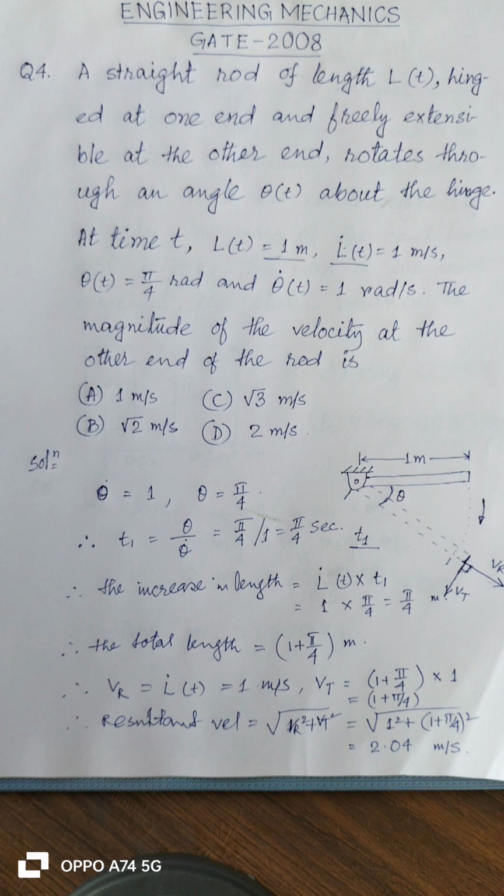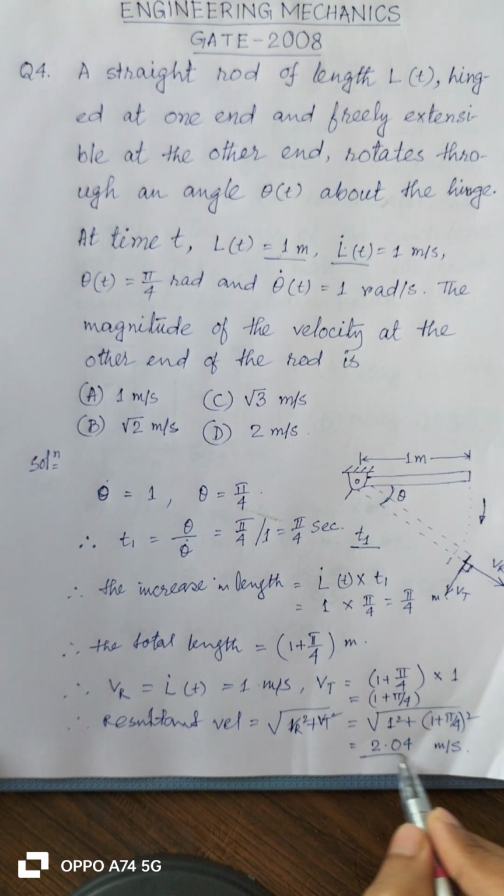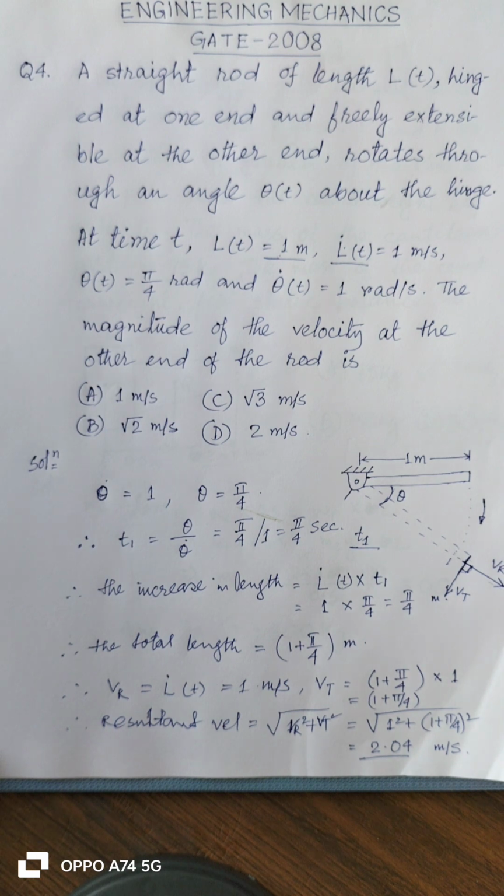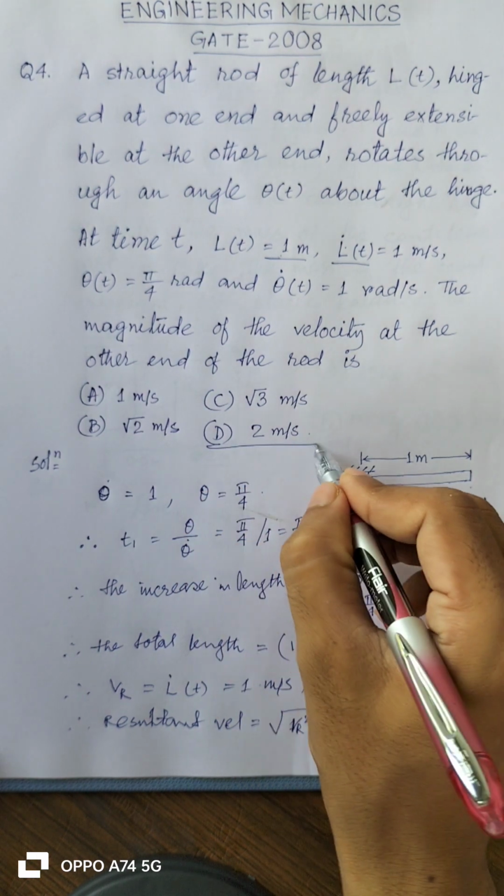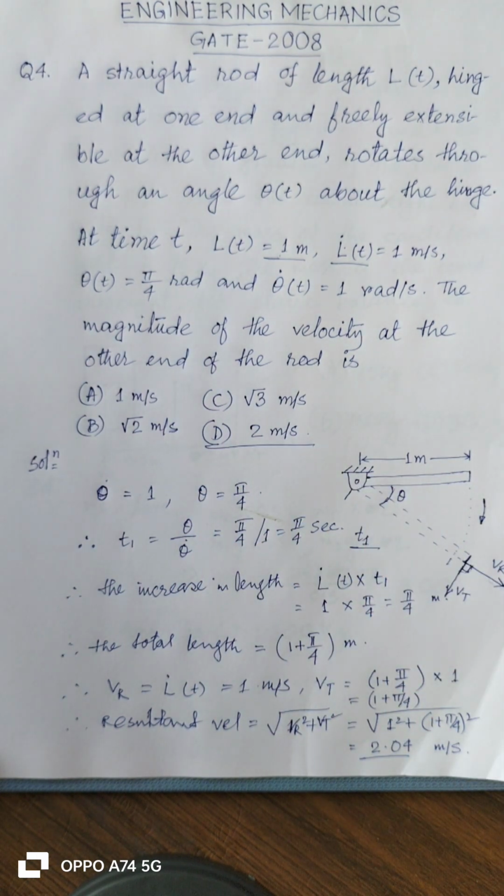Okay, so what are the options given? A: 1 meter per second, B: root 2 meter per second, C: root 3 meter per second, and D: 2 meter per second. So clearly it is matching with D, therefore the answer is D. Okay.